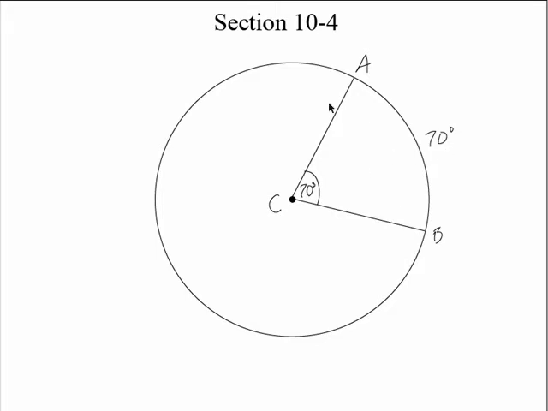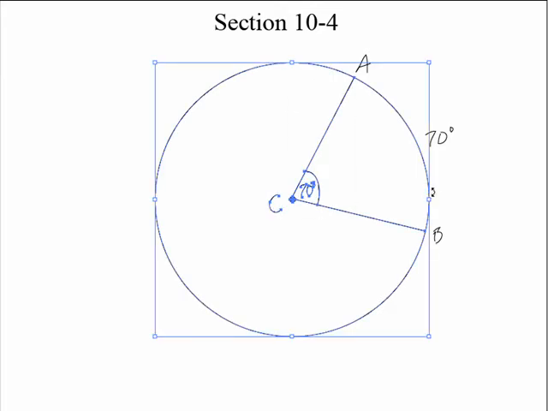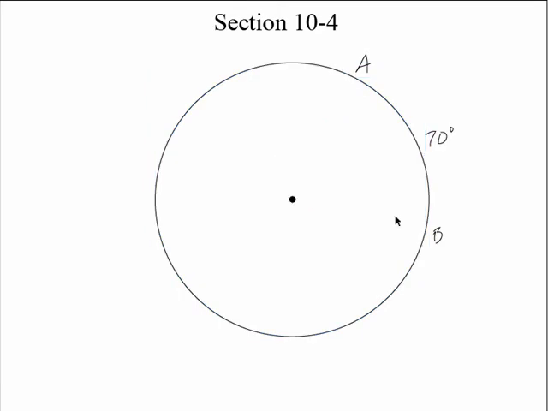All right, let's change this around just a little bit, though. Let's get rid of these. All right, let's get rid of that. Get rid of this B. And get rid of the 70. Get rid of the A. And we're good to go again.